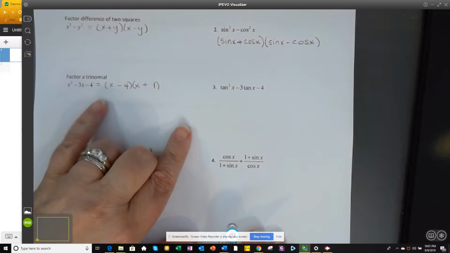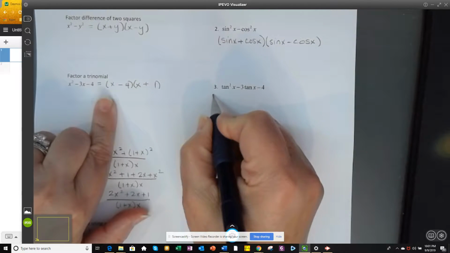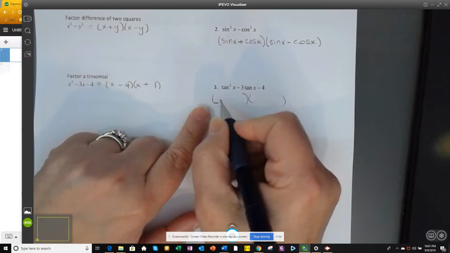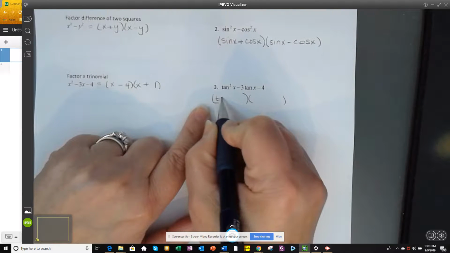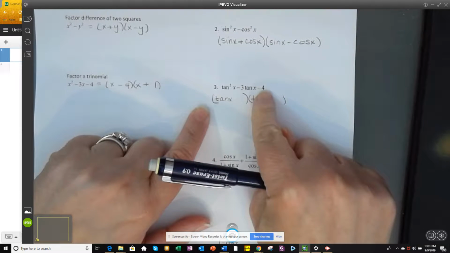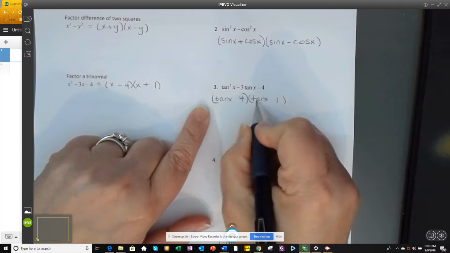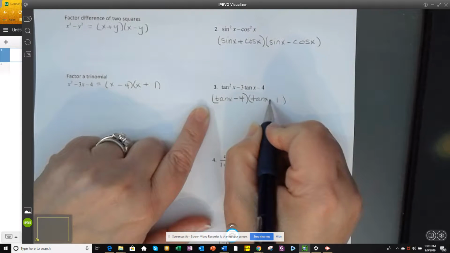Again, similarly, instead of using the variable x here, we're going to use tangent as our variable and work this into two binomials here. So what are the factors of tan squared x? Well, that's just tan x and tan x. And then the factors of 4 that might add to 3, we'll just say 4 and 1 again. And the inner product and the outer product have to sum to -3. So this has to be a -4 and this has to be a +1.